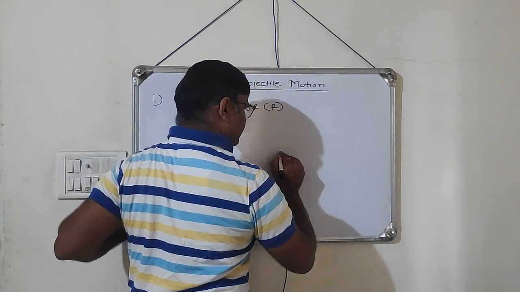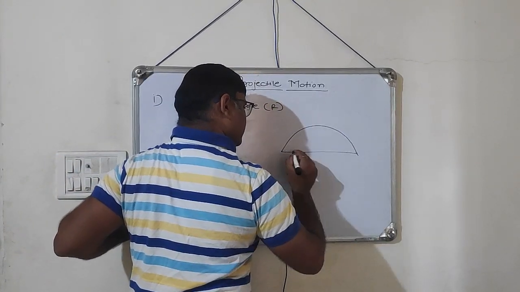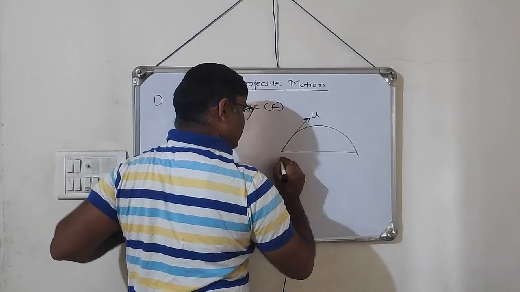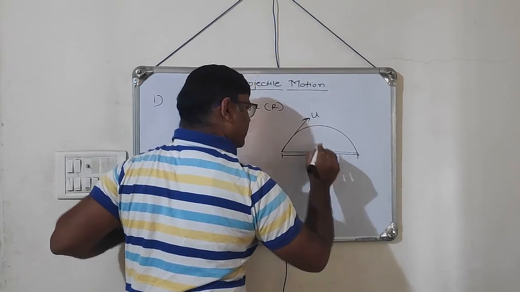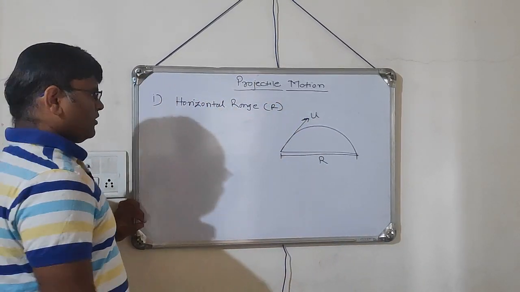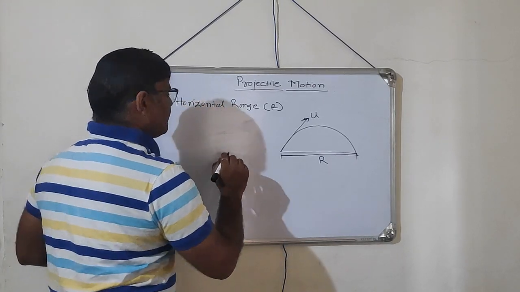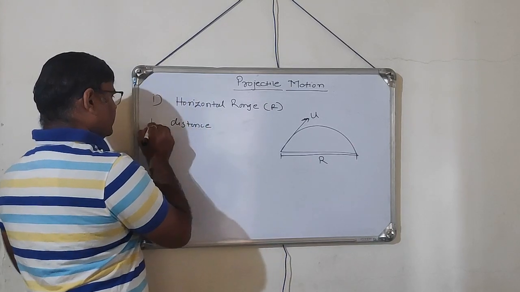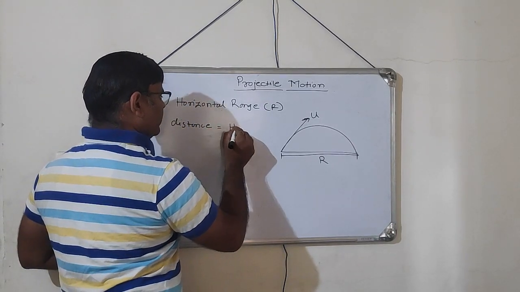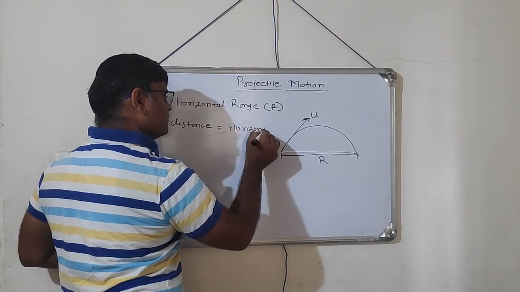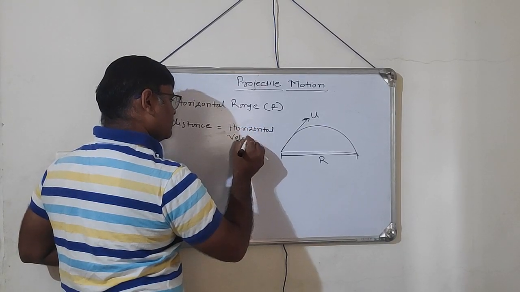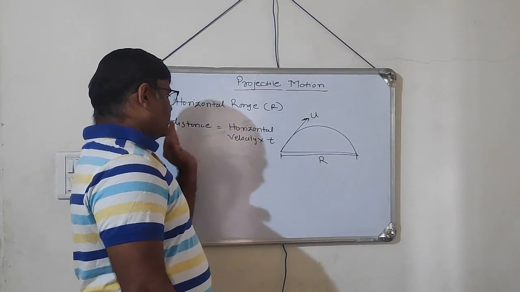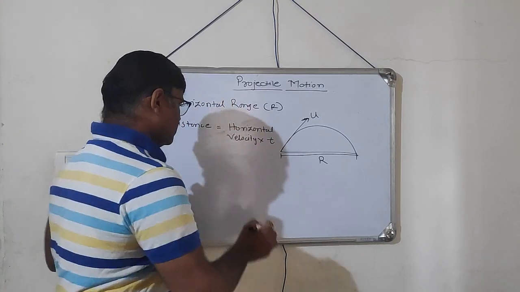What is horizontal range? The horizontal distance covered by the particle when it is projected in free air is called your horizontal range. How will we find out this horizontal range? We know that your horizontal distance will become your horizontal velocity into total time t, correct?